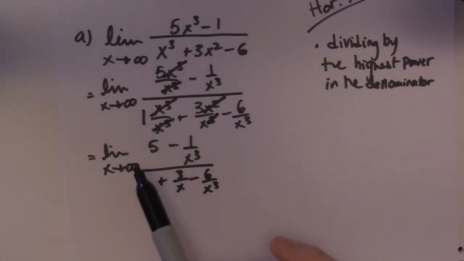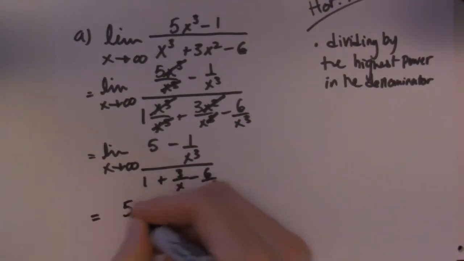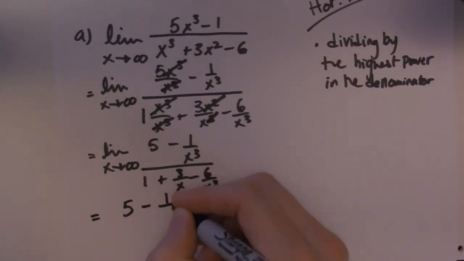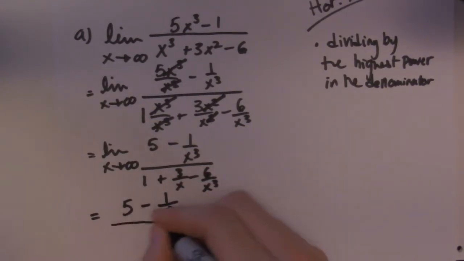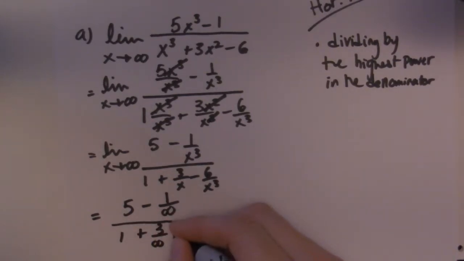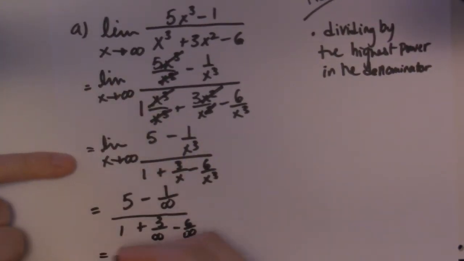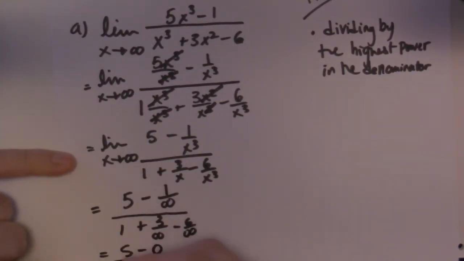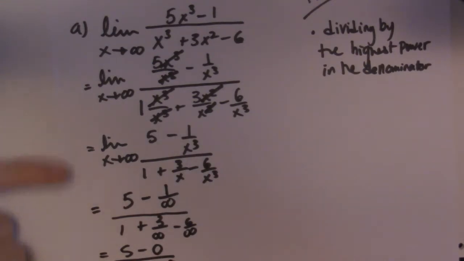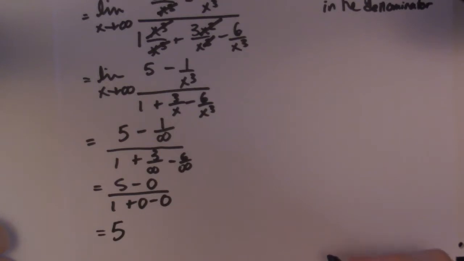Anyway, think of this being infinity, and some people actually write this. I never write this, but I'll show you anyway. 1 over infinity, and I'm not putting infinity cubed, that doesn't make any sense to me. So 1 over infinity minus 1 over infinity, or 6 over infinity. So essentially what you have is 5 minus 0 over 1 plus 0 minus 0. These are all really, really close to 0, so that's essentially what they are. And then you end up with 5, right?